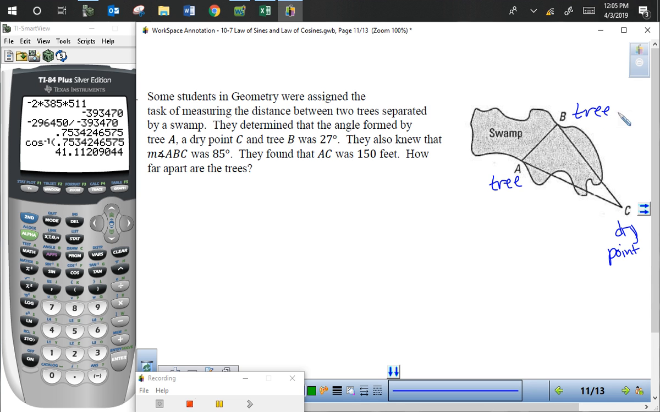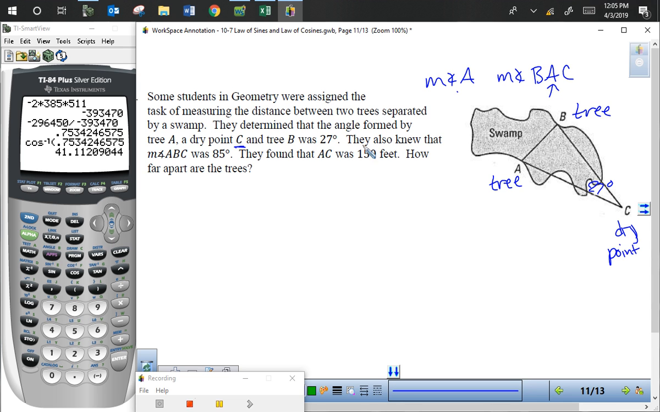Now, we usually talk about angles like measure of angle A, but we can also say measure of angle BAC. We can use 3 letters. Anytime we use 3 separate points, it's the one in the middle where it counts. So here, if it says the angle formed by point A, point C, and point B was 27, it's the one in the middle that's our vertex. That's the one that counts. So 27 goes by C.